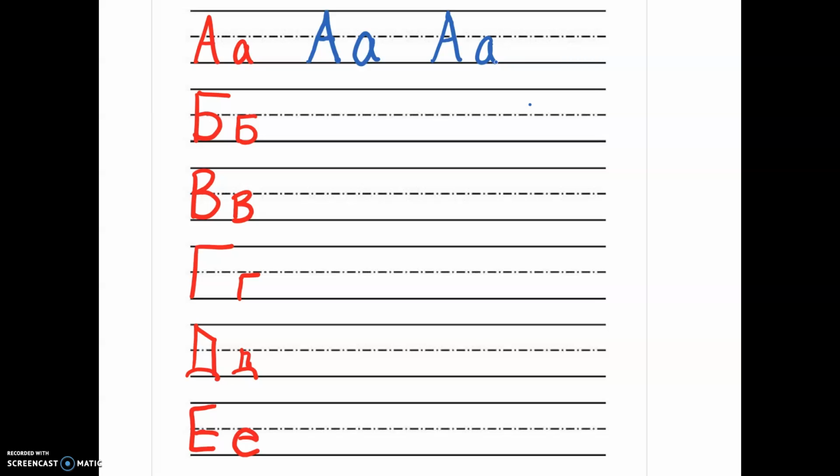B. Now you'll notice the lowercase looks just like the uppercase letter. This is true, except you make it half the size. So with uppercase, go down, across, and around. With lowercase, down, across, and around. So uppercase, down, across, around. Lowercase, down, across, around.